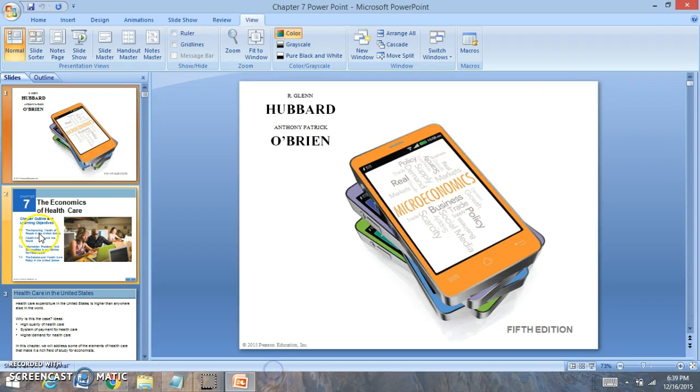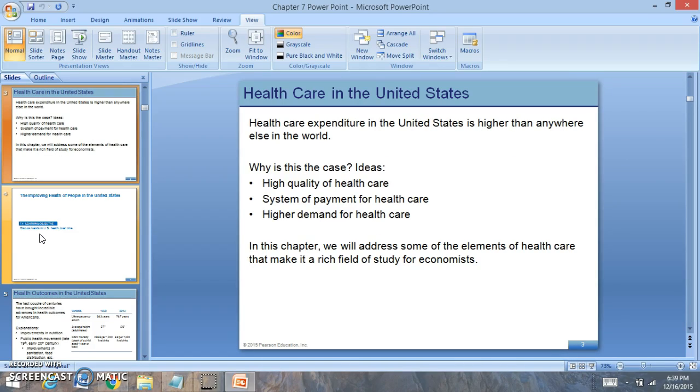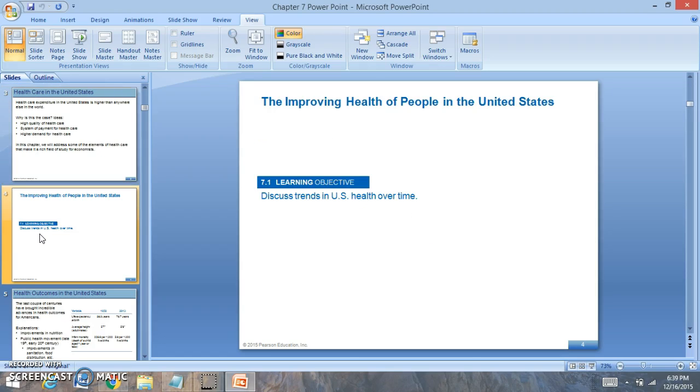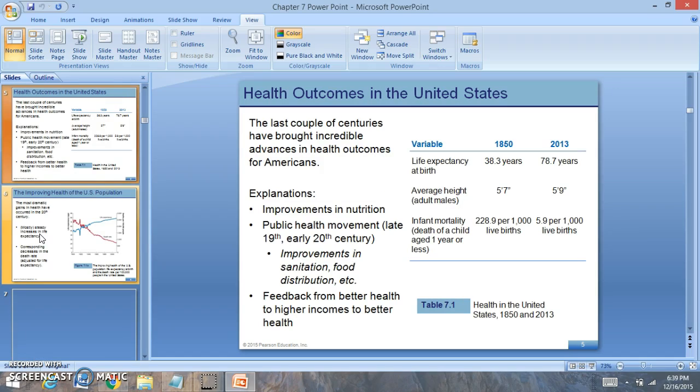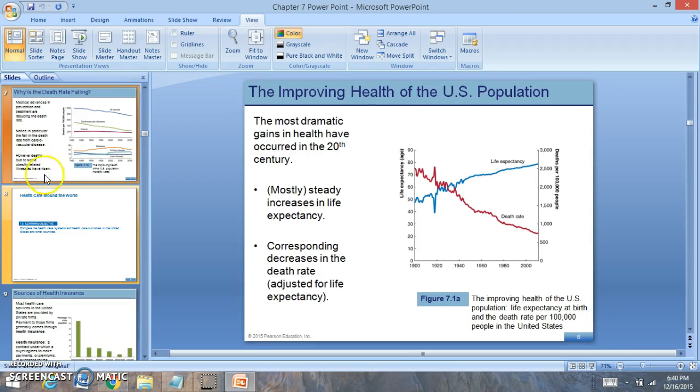Chapter 7 is going to be looking at the economics of healthcare. When we look at healthcare in our economy, you notice that healthcare is a very big issue right now. It's a high quality system, it's a system of payment, and it has a very high demand. We're facing a lot of challenges. Life expectancy has improved quite dramatically, and the mortality rate has decreased quite dramatically.